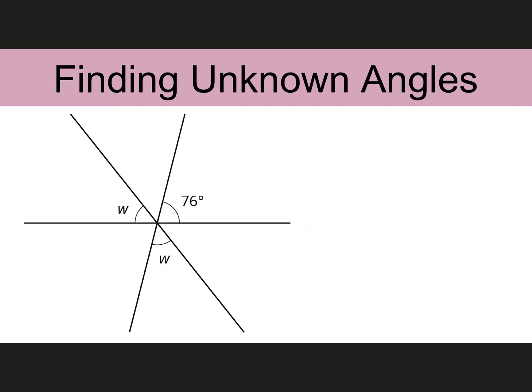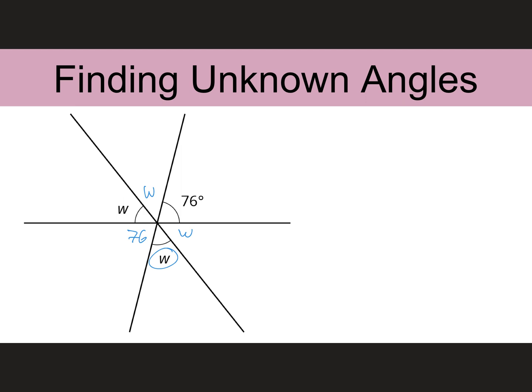All right, last one. Looks like we're dealing with vertical angles again. So we're trying to find W. So it looks like there's a bunch of ways to do this one. So if I know my vertical angles, I know this W also corresponds to that one, and then this W is over here, and then 76 is over there.